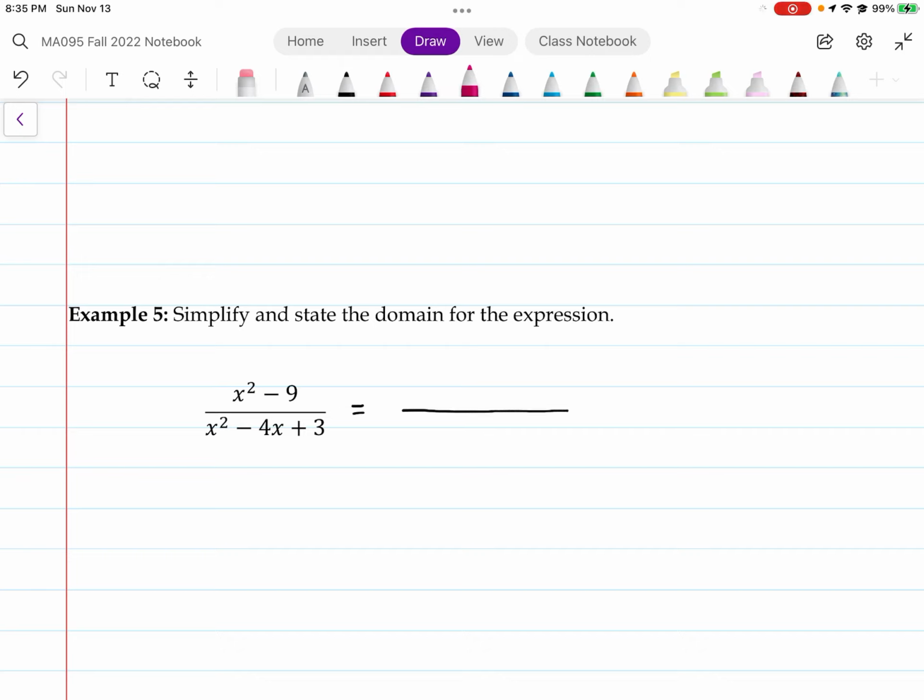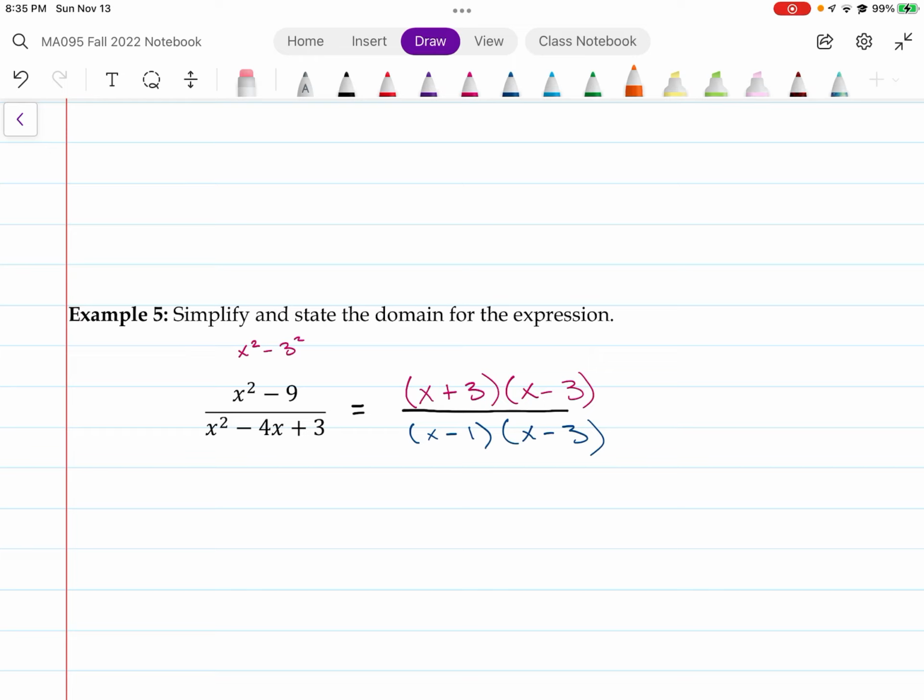Okay, so the top factors to be, this is the difference of two perfect squares, x squared minus 3 squared. So we get x plus 3 and x minus 3. And then on the bottom, we get x minus 1 and x minus 3. So remember, they have to multiply to be a positive 3 and add to be a negative 4.